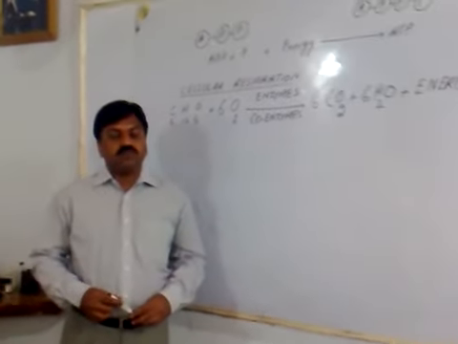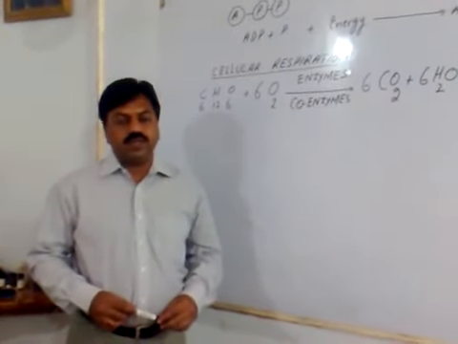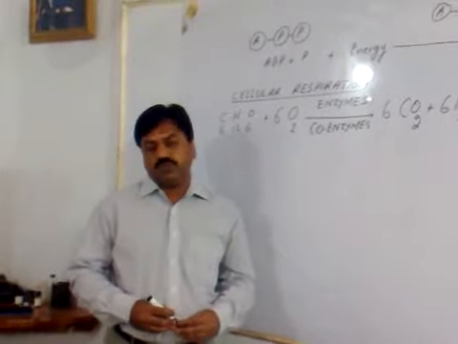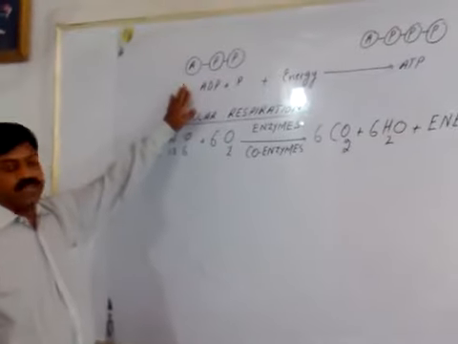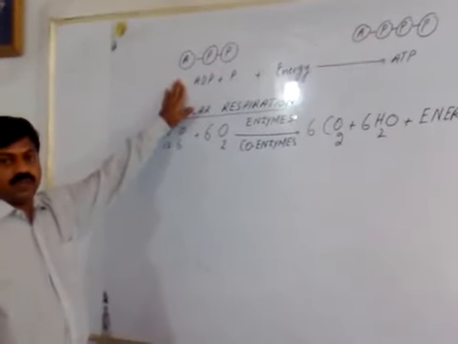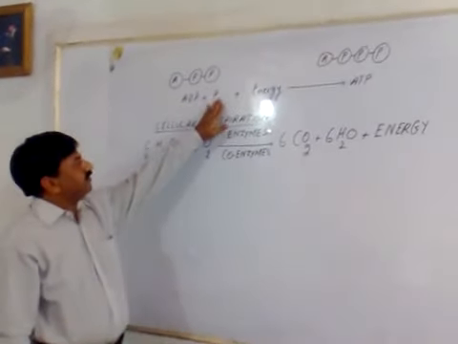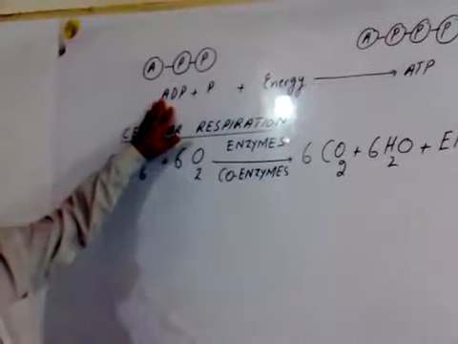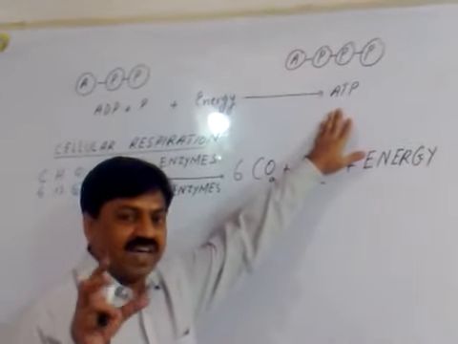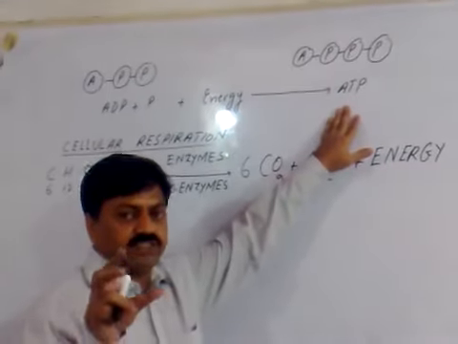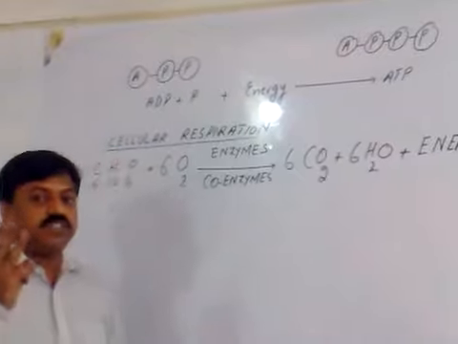Most of the students ask me, what is ATP? ATP is a high energy nucleotide. It is formed in the body when a phosphate is attached to ADP, adenosine diphosphate, and it is converted into a high energy rich molecule, the energy compound ATP, adenosine triphosphate.